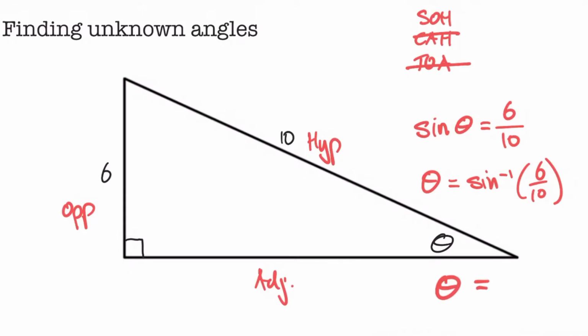All right, now that we've done that in the calculator, I can see that my value for theta is 36.87, and if I round that to the nearest degree, I get 37 degrees. We've found the unknown angle. Let's have a look at another example.